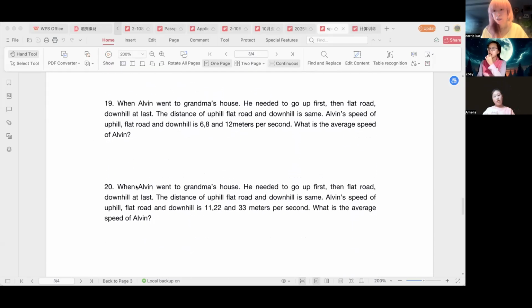Okay, number 19. Zoe, please read the question for me. When Alvin went to Grandma's house, he needed to go uphill first, then flat road, then downhill at last. The distance of uphill road and downhill is the same. Alvin's speed of uphill, flat road, and downhill is 6, 8, and 12 meters per second. What is the average speed of Alvin? Okay, so this time, again, something's missing. Okay, your turn.